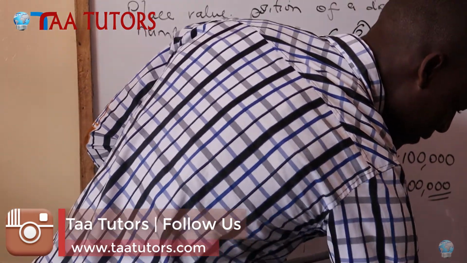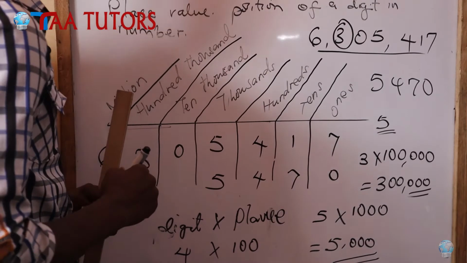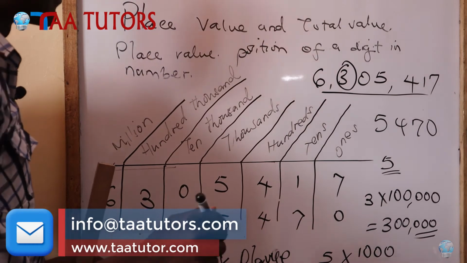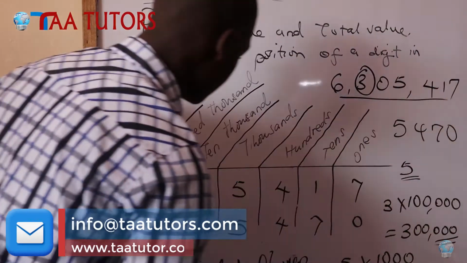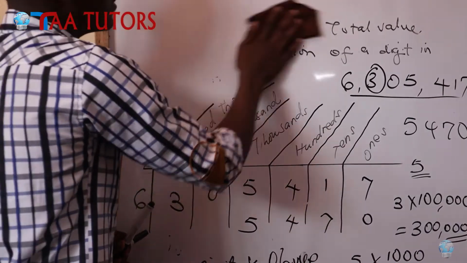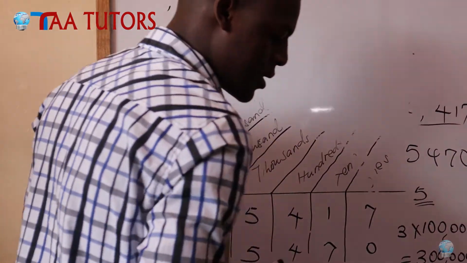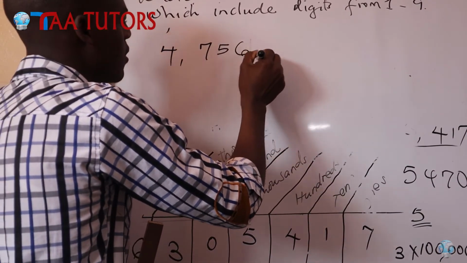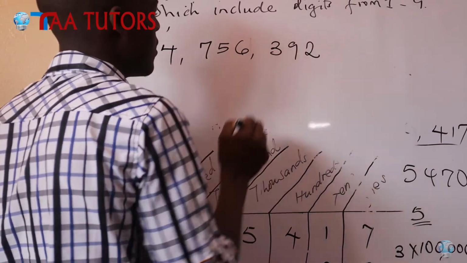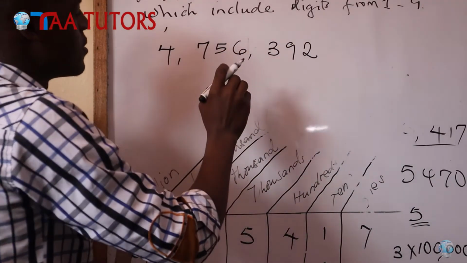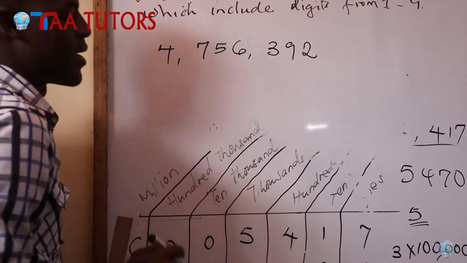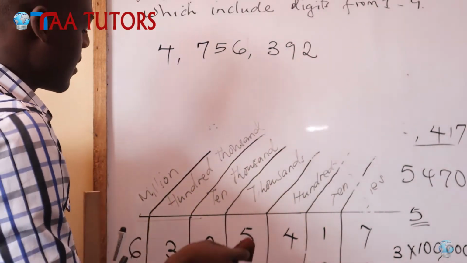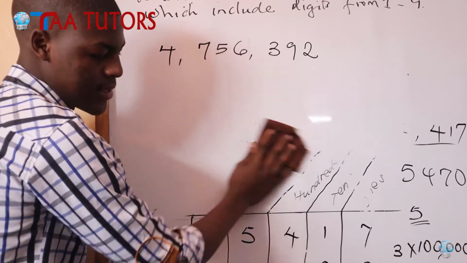I think that is now putting you into a position of finding the place value of a number and its total value when you are given. You can try this: find the place value of the digits, and their total value. I think that is now good. We move forward to check how to write numbers.